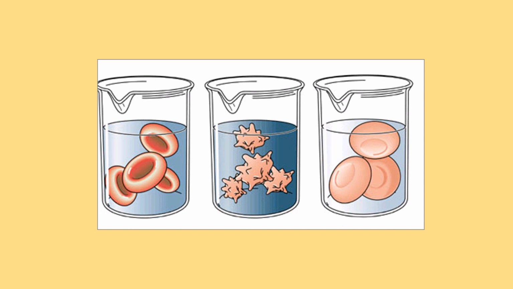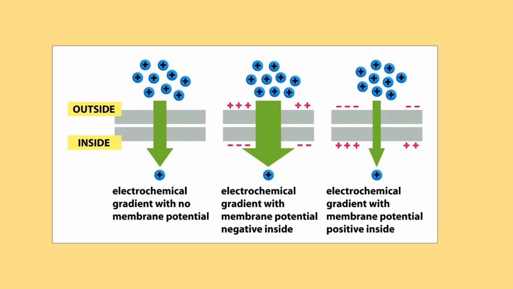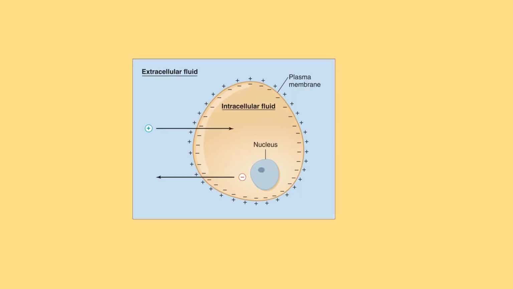And then you remember gradients also drive the movement of water by osmosis. And we recently talked about electrochemical gradients. So not only concentration gradients, but electrical charge gradients influence the rate and direction of the movement of a substance across a membrane. And a membrane potential is a type of gradient. There's potential energy in membrane potential.